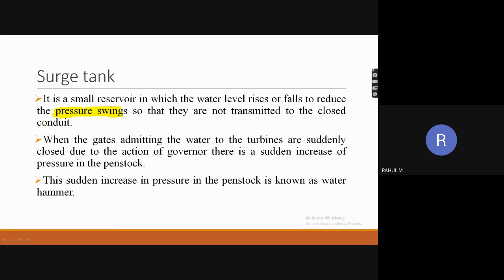So we can see what the two cases are. When the gates admitting the water to the turbines are suddenly closed due to the action of the governor, there is a sudden increase of pressure in the penstock. So here, if we suddenly close the gate, a sudden increase of pressure will come. Right. So to prevent this, a part of this is stored. This is what we call the water hammer effect. Right, you must have already studied in fluid mechanics what the water hammer effect is.